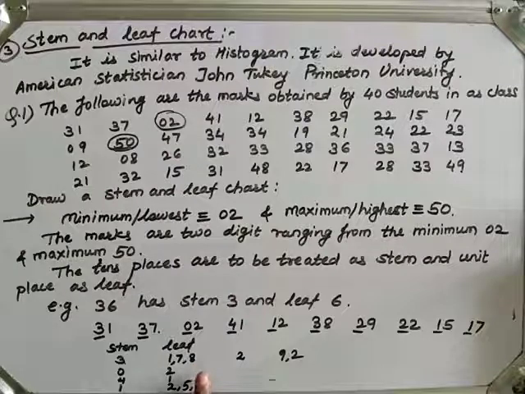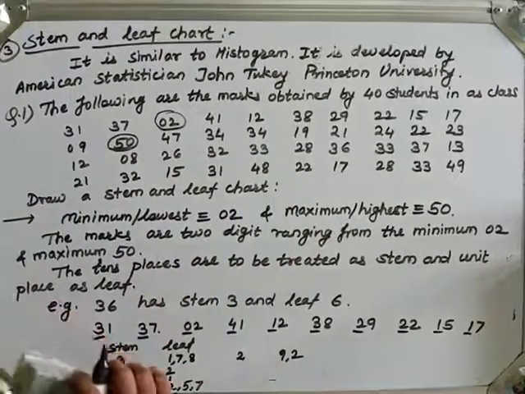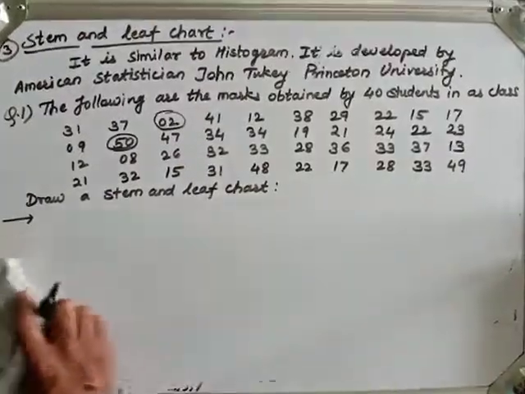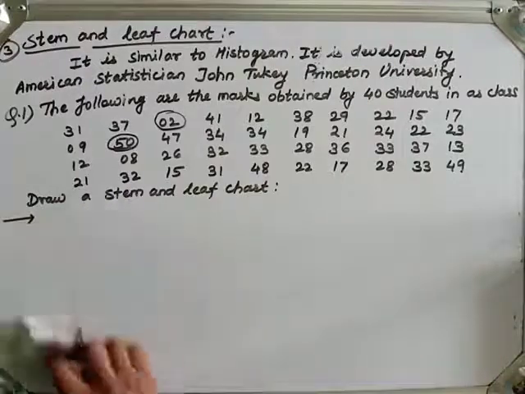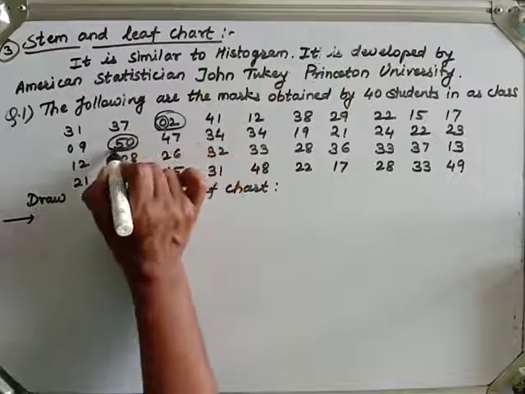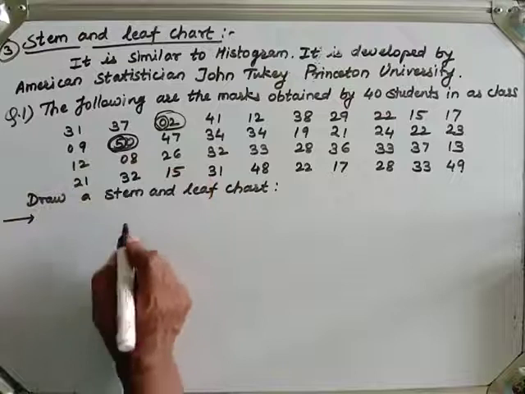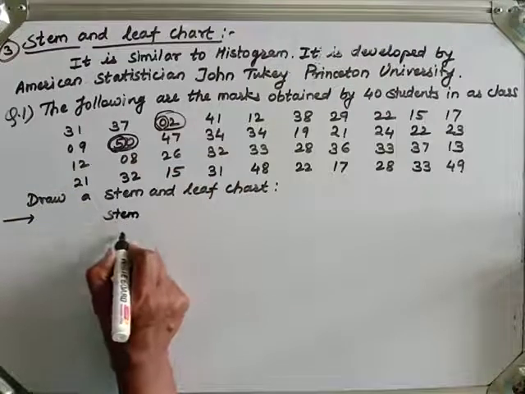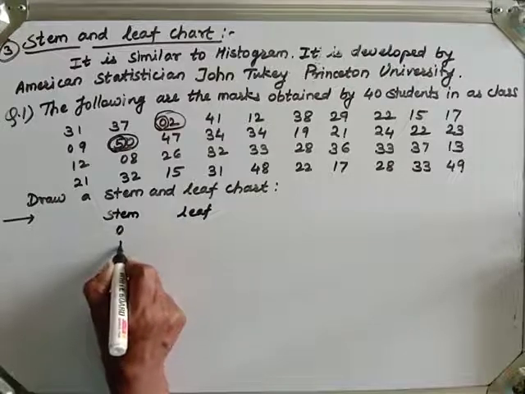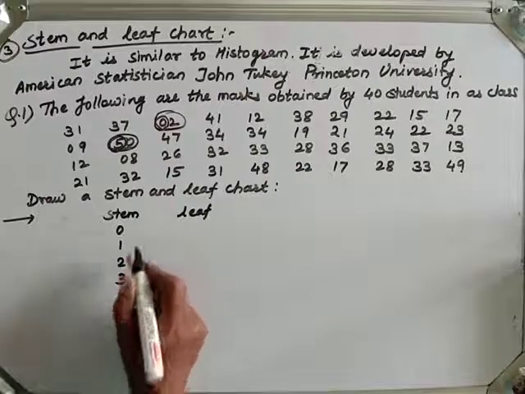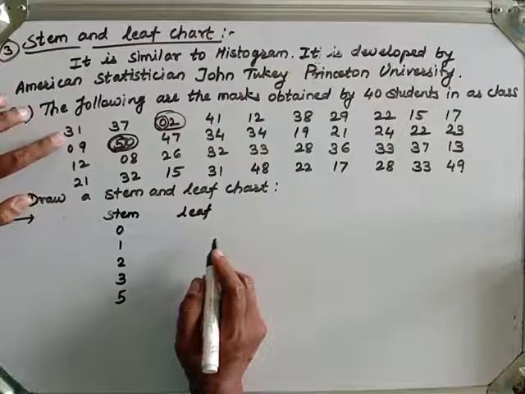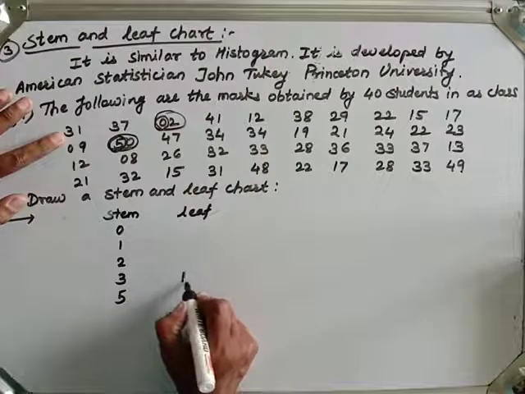So let us prepare a stem and leaf chart for the whole sum at a time here. Okay. So let me write. We have written the minimum is 2 and maximum is 50. So minimum tens place is 0 and maximum tens place is 5. So in the stem we can write directly, then leaf. Stem is from 0, 1, 2, 3, 4 and 5. It is the tens place we have to consider. So 0 to 5.